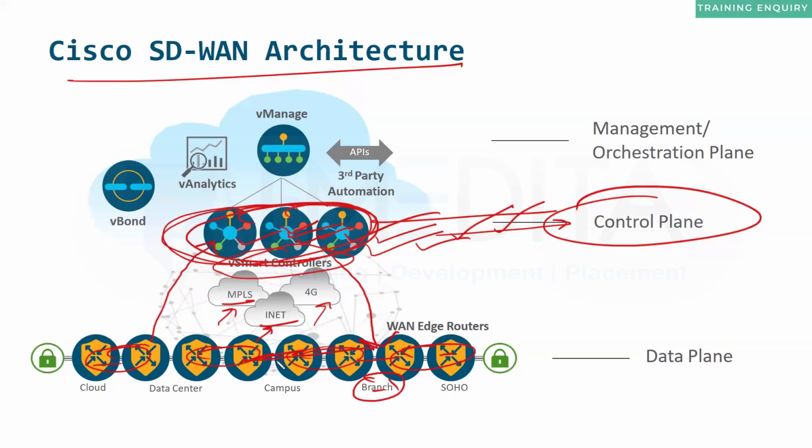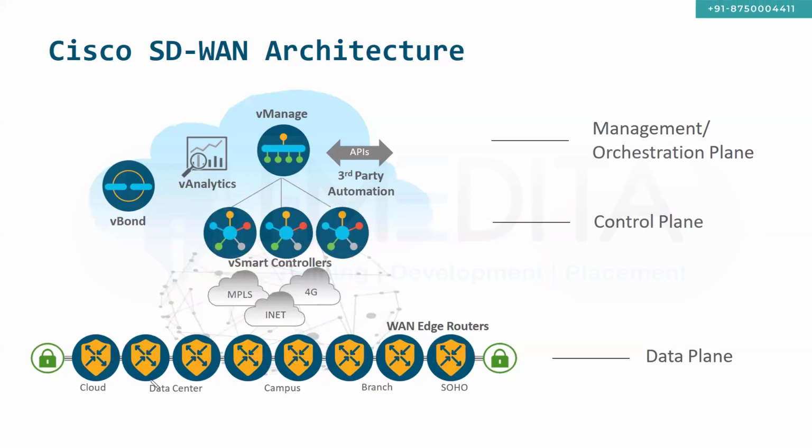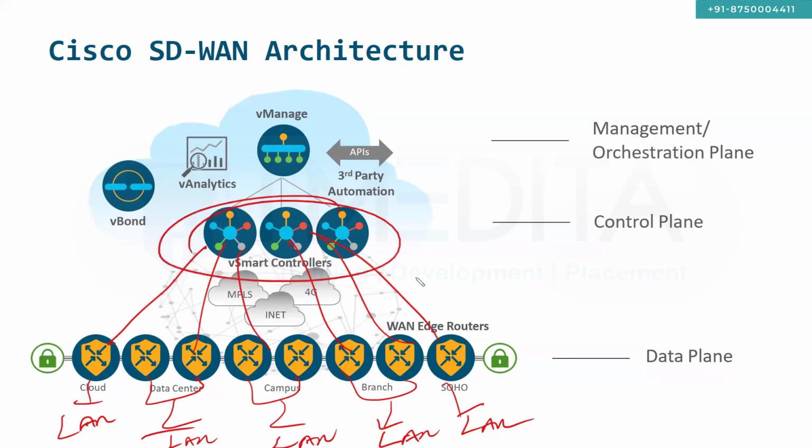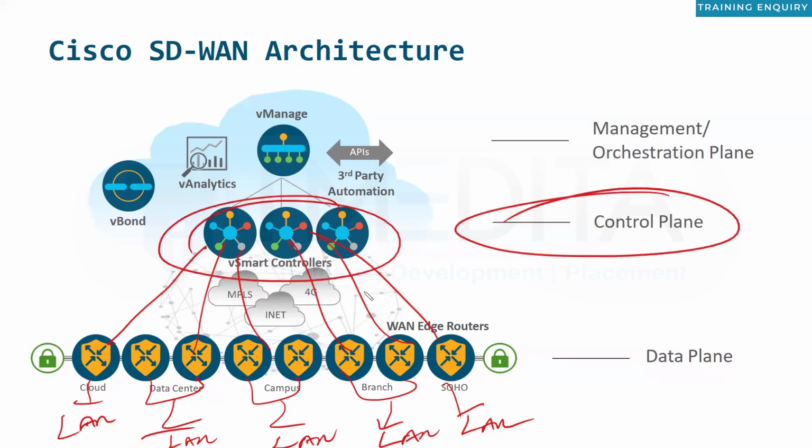routers. So remember that even if in the data center you have got LAN prefixes, in campus also you have got LAN prefixes, in branch also you have got LAN prefixes, at SOHO you have got LAN prefixes, even in cloud you have got LAN prefixes. So LAN prefixes will always get exchanged between the remote sites via vSmart only. So the routes will always get exchanged between the remote sites via vSmart controllers, via this control plane.